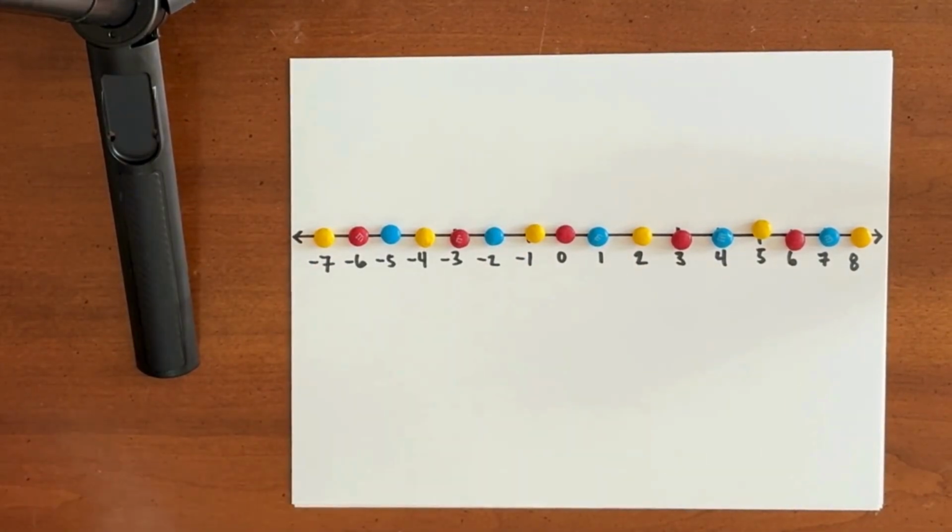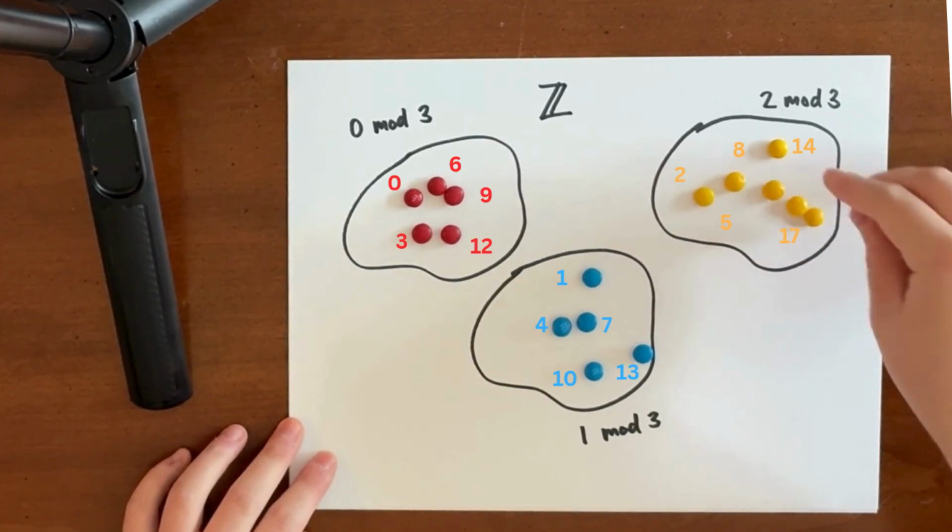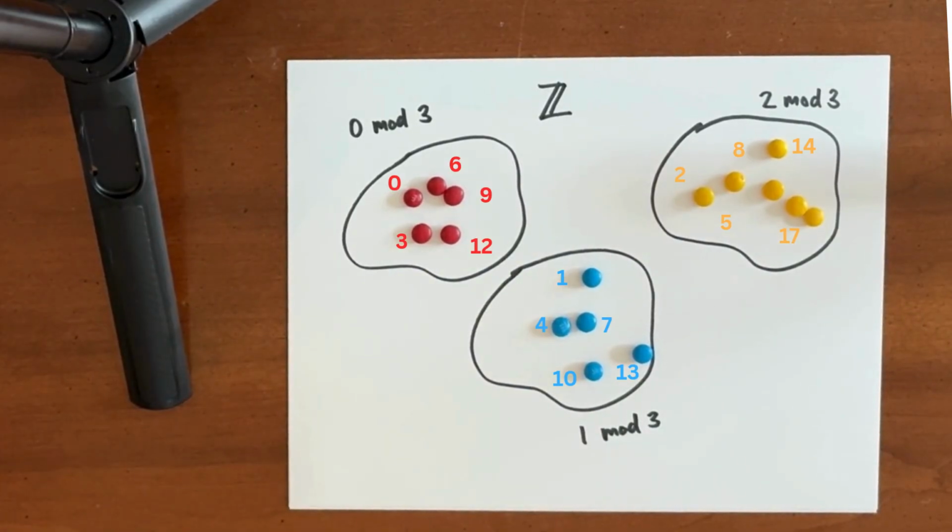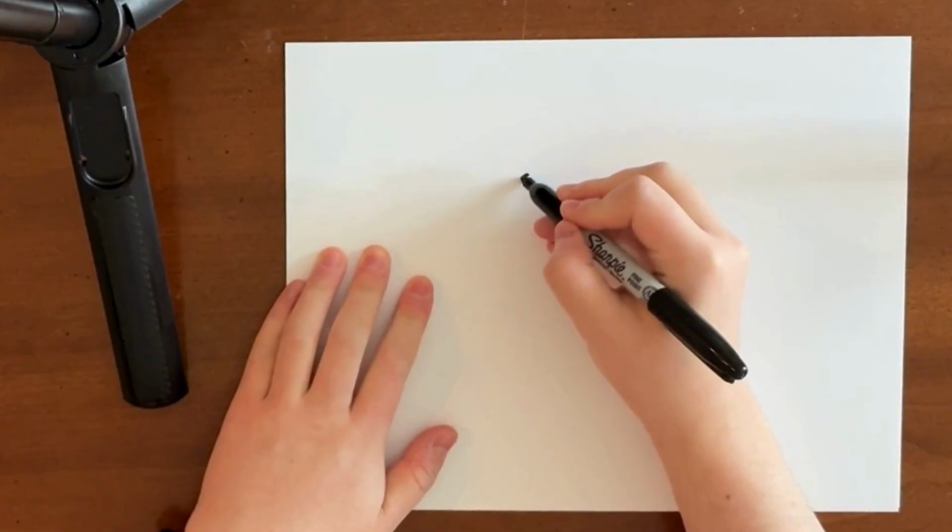So we end up with this cool thing where it sort of cycles through 0, 1, 2, 0, 1, 2 as we travel down the number line. And we see that this creates a partition because we can take all the integers on the number line and sort them into 0, 1, or 2 mod 3.